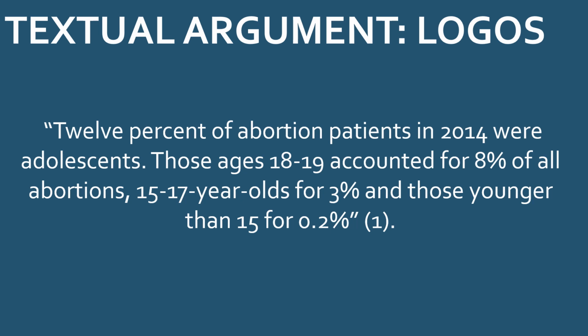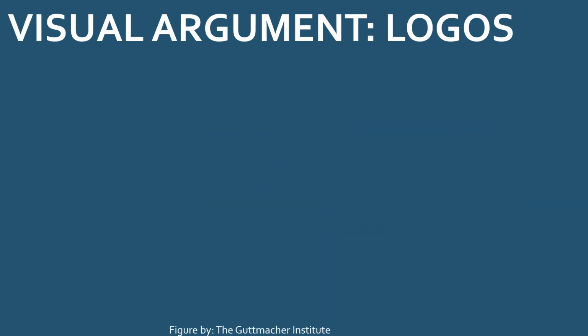Thus, this argument is logos because it uses fact, evidence, and reason to make its case. It uses statistics like 8%, 3%, and 0.2% to support the amount of adolescent age groups in the United States who have abortions. This one example proves that this fact sheet has effective arguments.